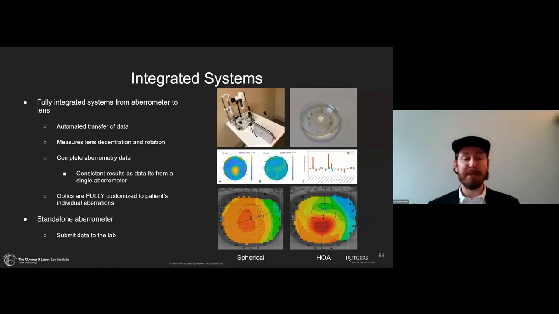Now, there are some labs that are still allowing you to do this with a standalone aberrometer where you can submit data to the lab and they'll figure it out on the back end. My experience with it is that I get much better results with a fully integrated system.